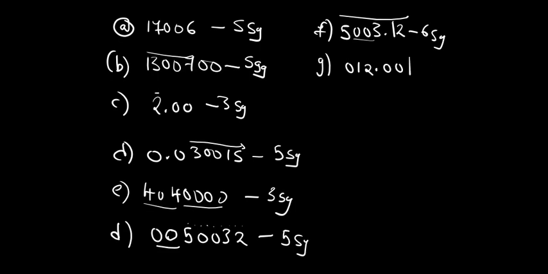So what if we have 0.012001? How many significant figures are there? You can check. The leading zero is not a significant figure, so you only count the numbers and zeros that are in between in that case. So this will have 5 significant figures.